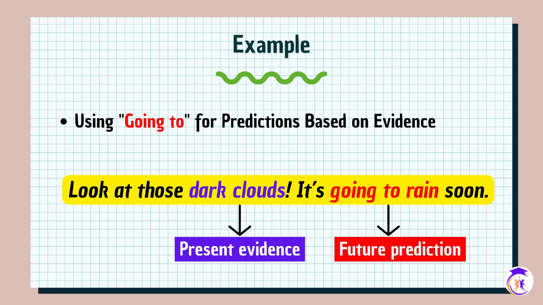Using going to for predictions based on evidence. Look at those dark clouds. It's going to rain soon. The speaker predicts rain based on visible evidence, dark clouds. Going to highlights that the prediction is not just a belief but is supported by facts.